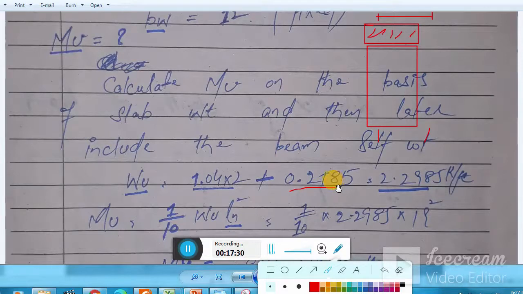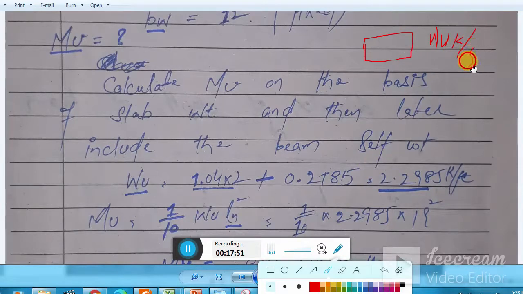The slab weight coming toward the beam, per square foot, is the Wu, that is 0.2185. Keep it per square foot, remember, per square foot. So you must remember this weight.